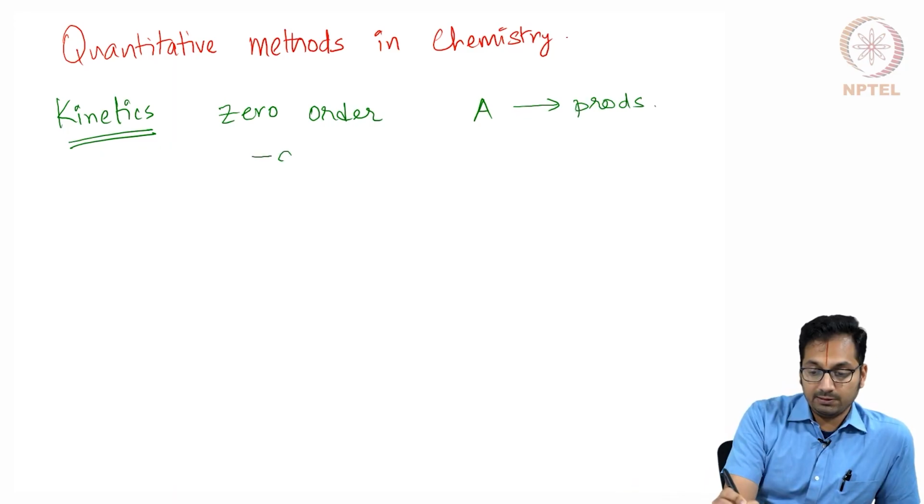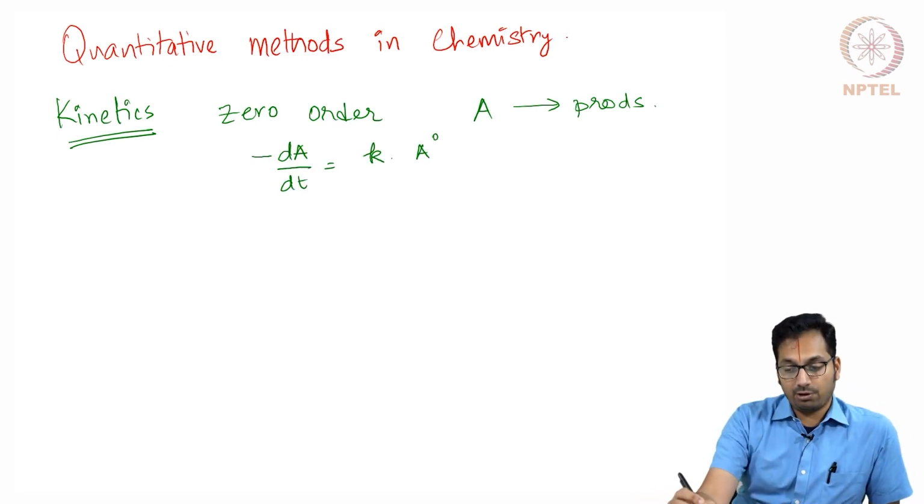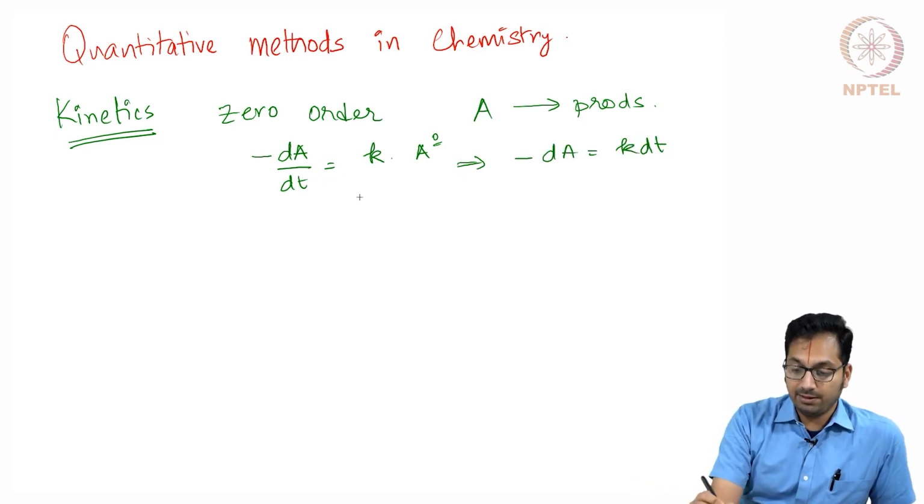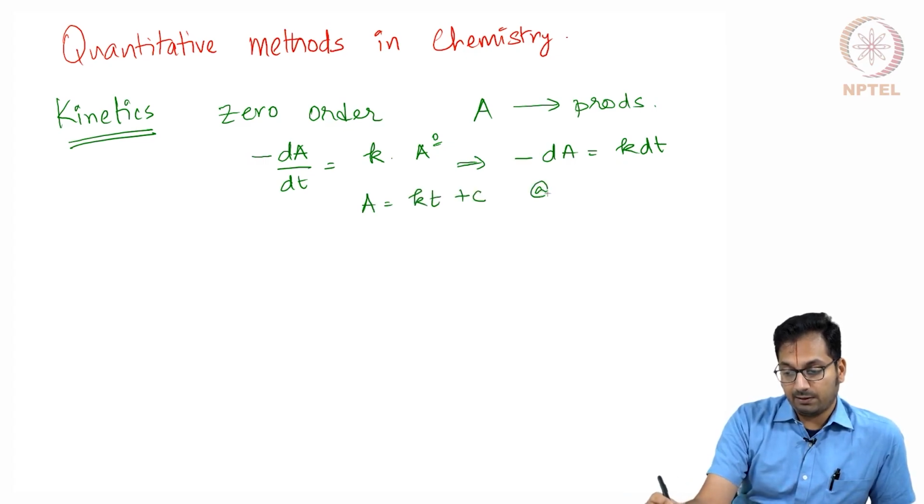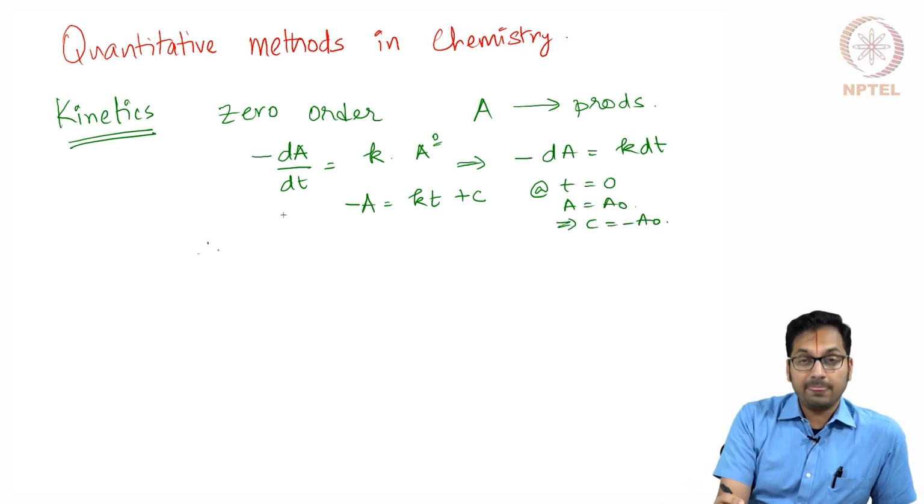Here one is able to remember that the rate of change of reactant is given by the rate constant times A to the power 0, because it is a zero order reaction. So this will be minus dA equal to k dt. This when integrated gives you the integrated rate law, which is A equal to minus kt plus c. At time t equal to 0, we know that A equal to A naught. Of course, there is a minus sign here. So therefore this implies c equal to A naught. Therefore A naught minus A is equal to kt.